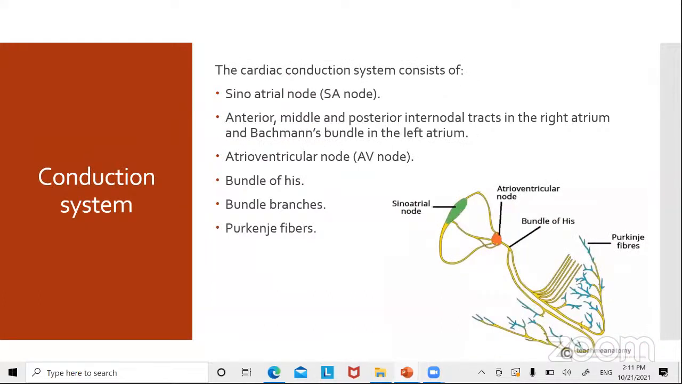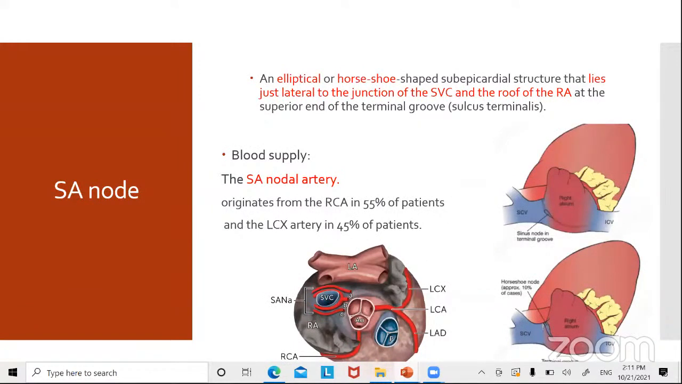The cardiac conduction system consists of the SA node, the anterior, middle, and posterior intranodal tracts in the right atrium, and the Bachmann bundle in the left atrium, the AV node, the bundle of His, the bundle branches, and the Purkinje fibers. The SA node is an elliptical or horseshoe-shaped subepicardial structure that lies just lateral to the junction of the superior vena cava and the roof of the right atrium at the superior end of the terminal groove, which initiates the electrical activity of the heart.